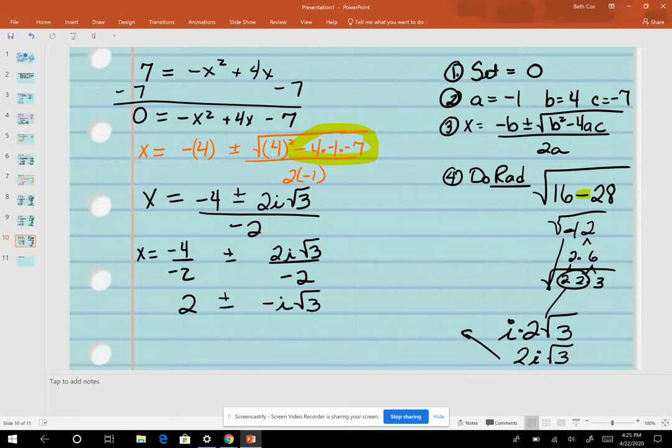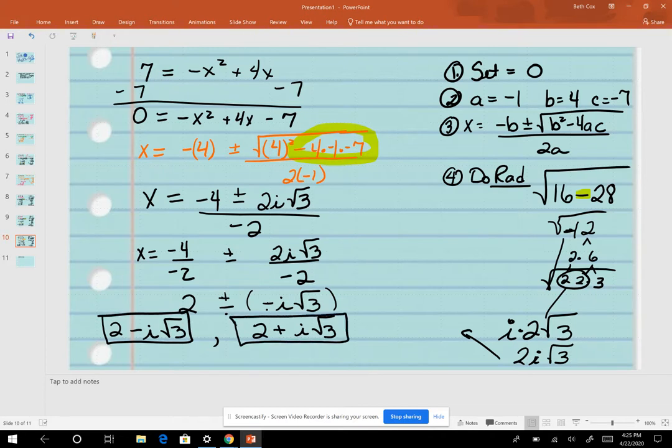Okay, so now what that's going to do is it's not really going to do anything, because when you do the plus and negative, that's going to make this 2 minus i square root of 3. And then when you do the minus negative, it changes to a plus i square root of 3. So those are your two answers right there. Don't let that extra negative throw you off. Those are your two answers.